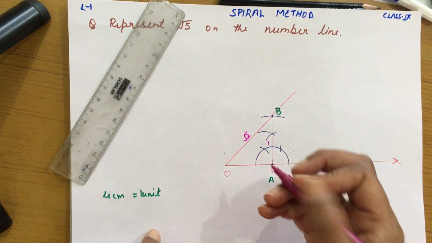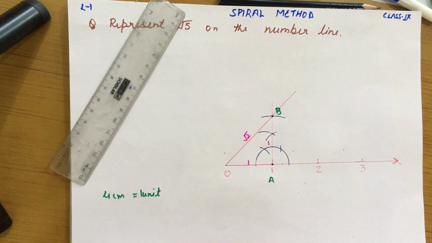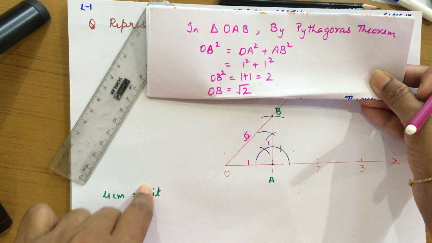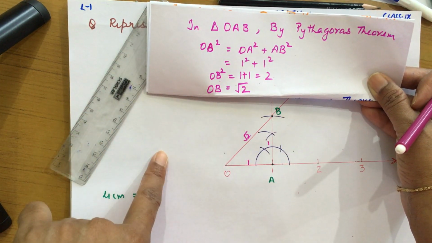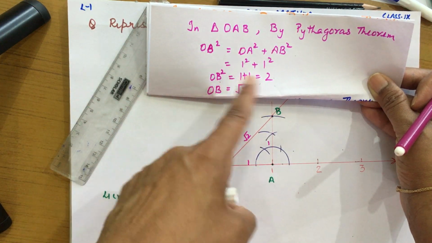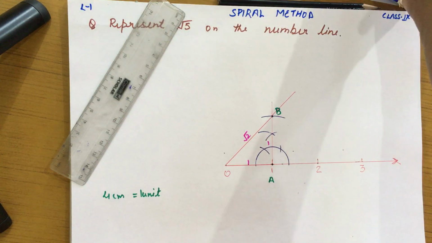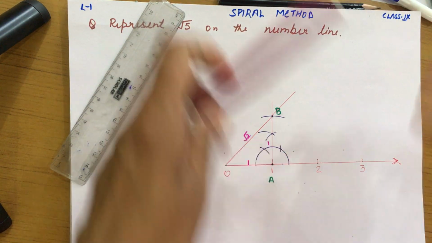But how am I getting this as root 2? Because I am applying Pythagoras theorem in triangle OAB. Here OB square equals OA square plus AB square, 1 square plus 1 square, and we all know 1 plus 1 is 2. So OB is root 2 by Pythagoras theorem.